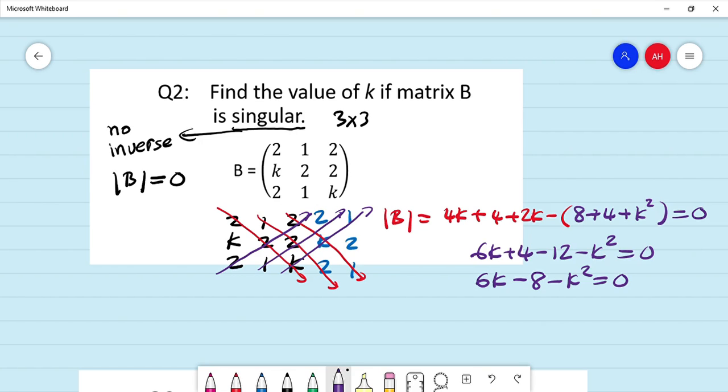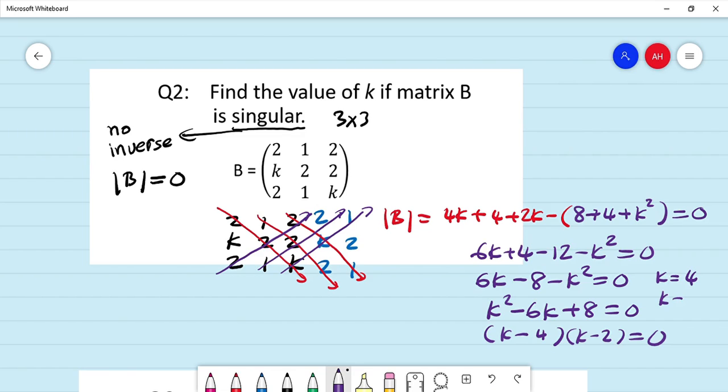Multiply by negative 1 and rearrange the terms. We have k squared minus 6k plus 8 equal to 0. Factorize, we have (k minus 4)(k minus 2) equal to 0. Therefore, we have k equal to 4 and the other one k equal to 2. Two values for k, that is k equal to 4 and k equal to 2, will make this matrix singular. That is, no inverse for matrix B.